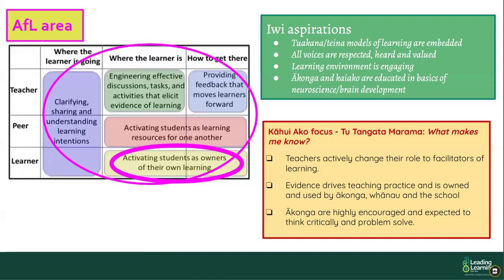The fourth area is activating students as learning resources for one another, where facilitated activities allow students to constantly discuss their learning. This allows a better understanding of theirs and other students' needs. And finally, activating students as owners of their own learning. All of the above allow them to be in control of and own their own learning, which is the focus of today's webinar.